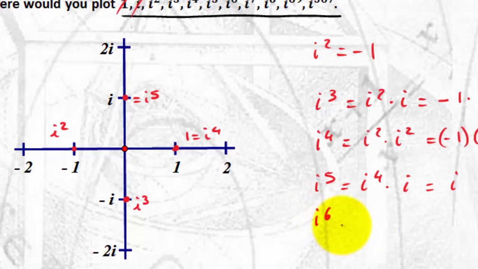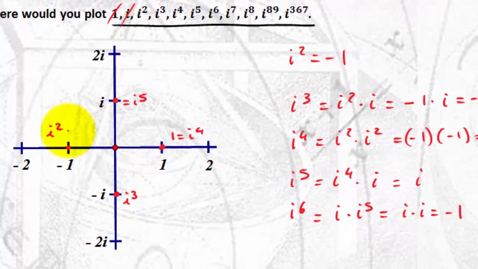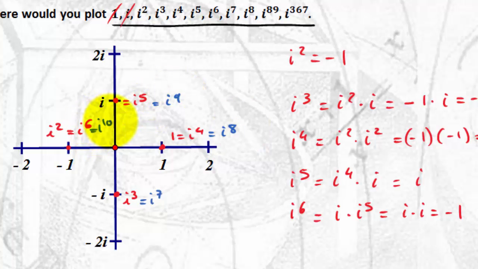I6, and I think you get the gist of it now, I times I5. I5 is I, so it's I times I, so it's -1. Here is I6, and we could go on like that, but basically that's going to be I7, and this is going to be I8, I9, I10. You see what I mean? It just goes on the circle right here.